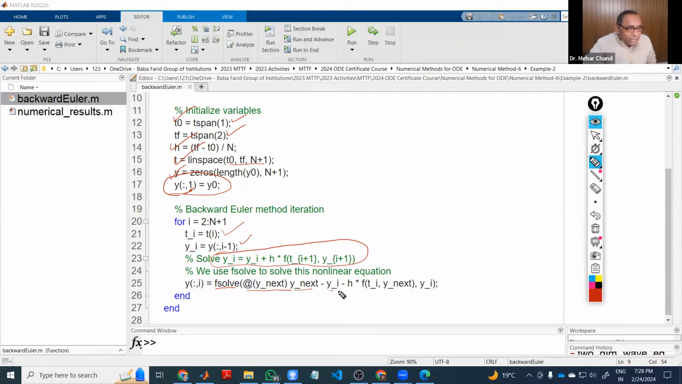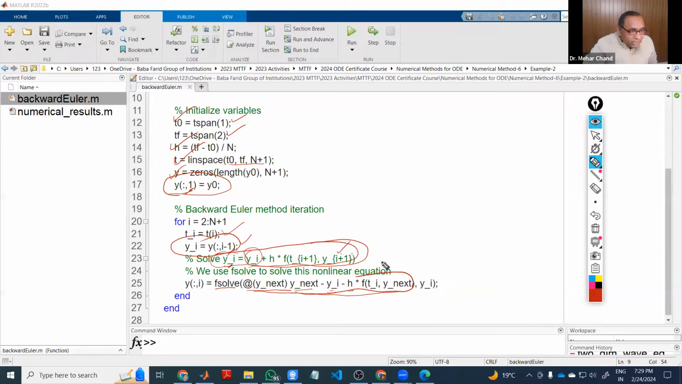How can you write this one? See, you will take the entire right part to the left hand side, so you can easily convert it. At this place we are getting y next minus yi, then minus h times f(ti, y next). So this is the next value. This and this both are equal due to this expression.